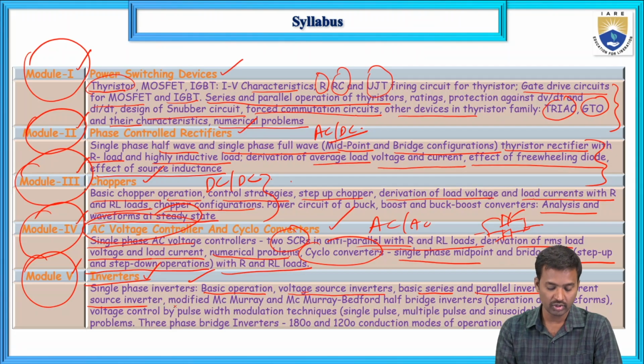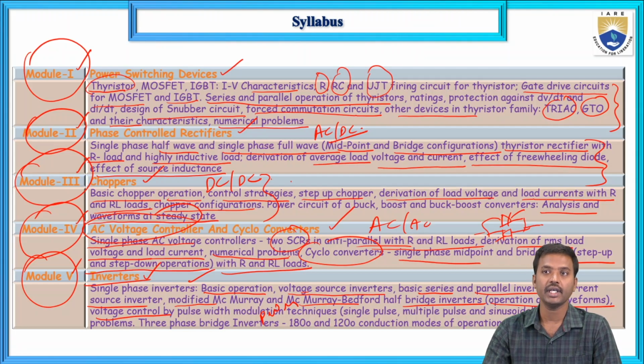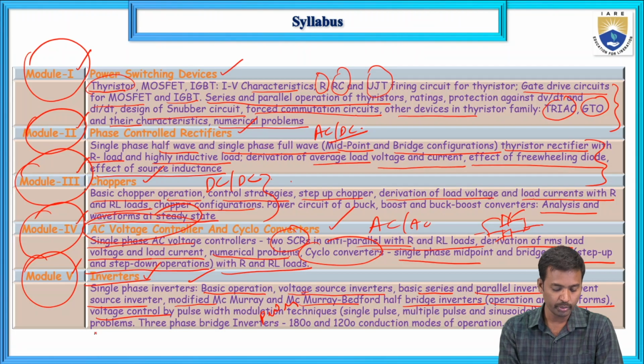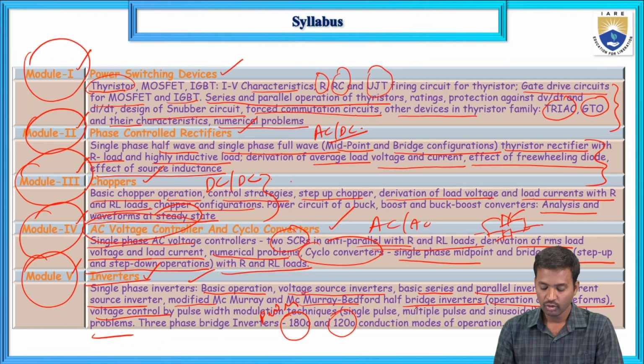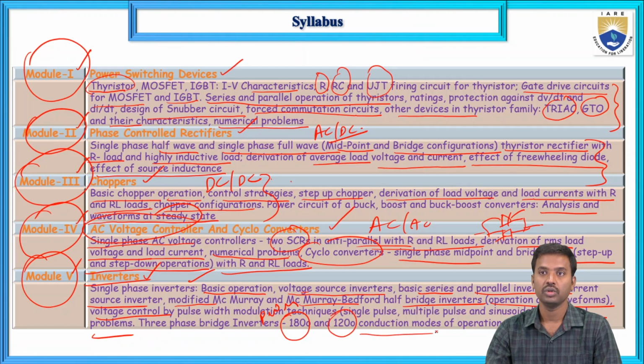In the current source inverter, there is a modified bridge rectifier, and operation and waveforms, voltage control by pulse width modulation techniques. So PWM technique: single pulse, multiple pulse, and sinusoidal. And there are numerical problems, and three phase bridge inverter in 180 degrees conduction mode and 120 degrees conduction mode of operation.